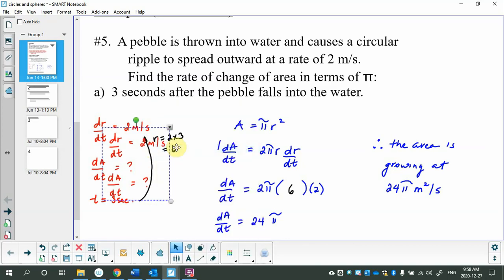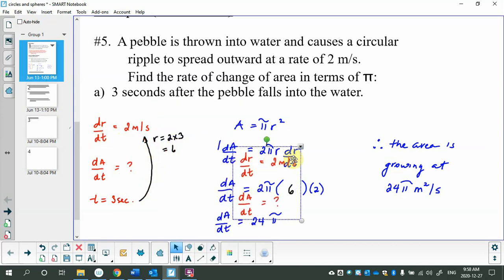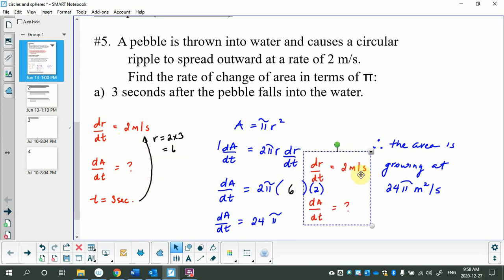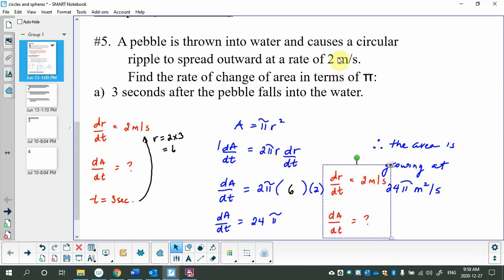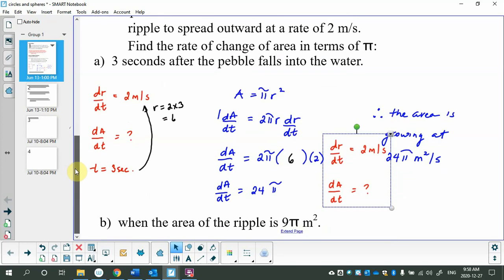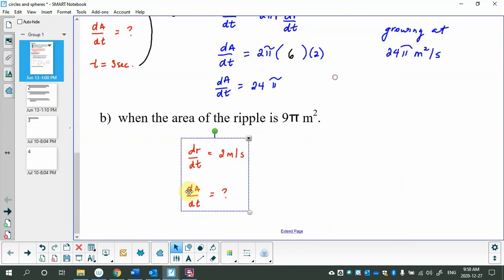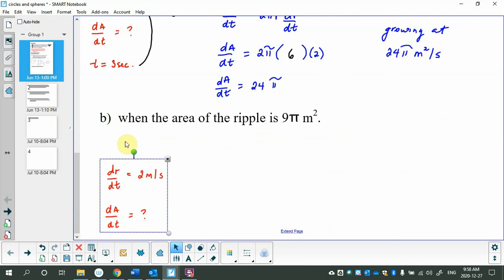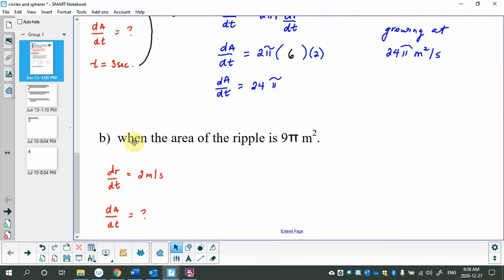So I still have a radius change of 2 meters per second. I still am looking for the rate of change of area with respect to time, meaning pi has to be in the answer. So this one's a bit trickier. But you have to think about what you have versus what you need.